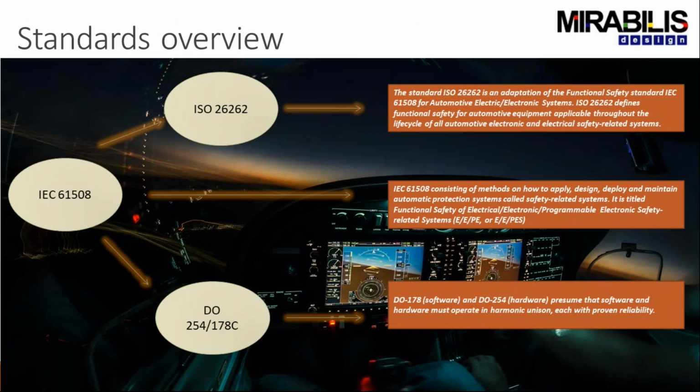Standard overview. So as mentioned, IEC 61508 is titled Functional Safety of Electrical and Electronic Safety Related Systems. And ISO 26262 comes under the IEC standard. So it is an adaptation of IEC and applicable throughout the life cycle of all automotive electronics. Now, DO-254 is about hardware, as you can see at the right side. And DO-178 specifies the standards and specs about the software.